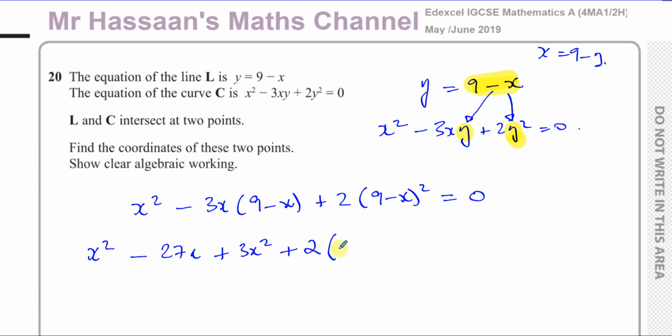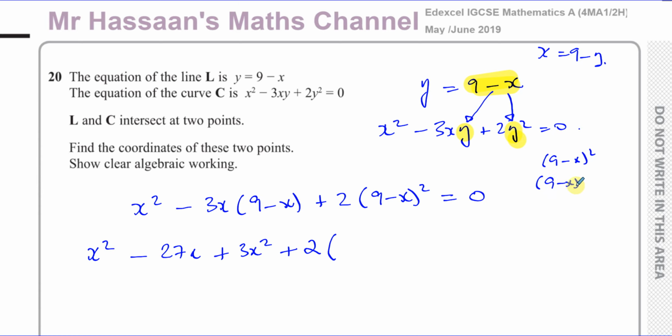So we've got to leave the 2 as it is and expand this bracket. We can use the pattern of expanding, but don't make the mistake of saying 9 minus x all squared is just square this and square that, 81 plus x squared or 81 minus x squared. No, there's going to be a middle term.